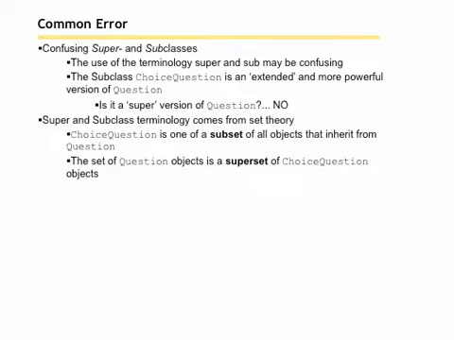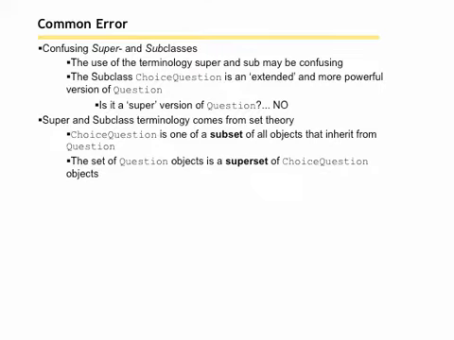It's also common to confuse super and subclasses. The use of the terminology super and sub may be confusing, which is why I like to draw a little UML diagram and even label super at the top and sub underneath it. The subclass ChoiceQuestion is an extended and more powerful version of Question. It's more specific, less general. Is super a version of question? No. ChoiceQuestion is a version of Question and not the other way around.